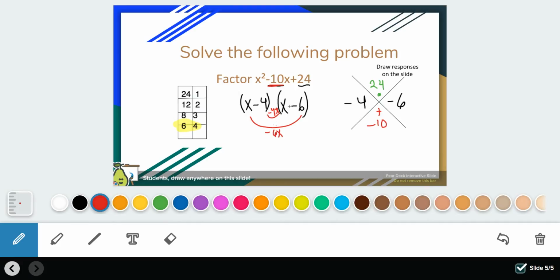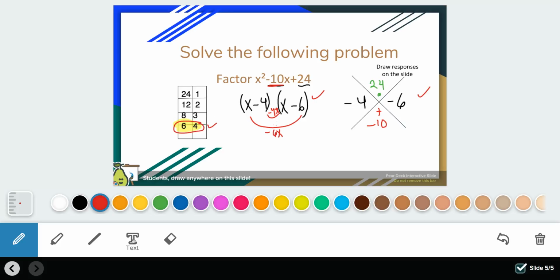Now, how do you prove that these other two are correct? Well, I know that x times x is x squared. The only one I need to test is this one here. Well, I just multiply the last two numbers. Negative 4 times negative 6, and that's positive 24. So this one checks, and this is the one I'm using.